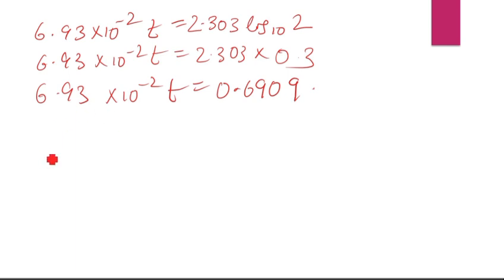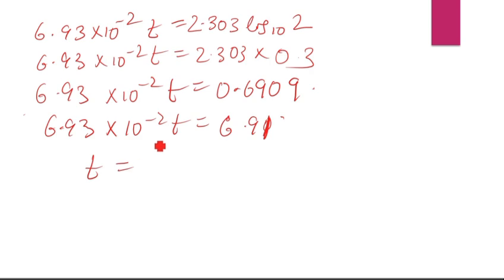0.6909. Okay, so if we write it like this, 6.93 into 10 to the power minus 2 t equal to 0.69 instead of writing 0.6909. So let's do a bit of approximation. So this and this will be equal to 1. So it will be 1 upon 10 to the power minus 2, so it will be 100.